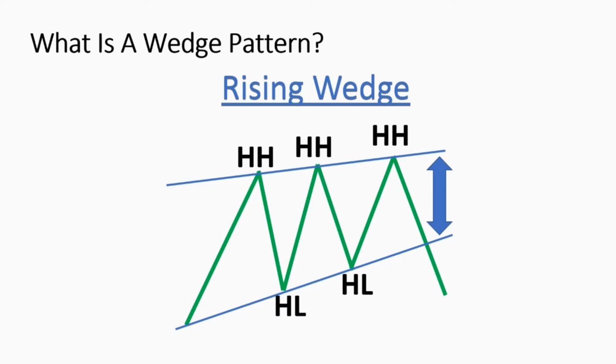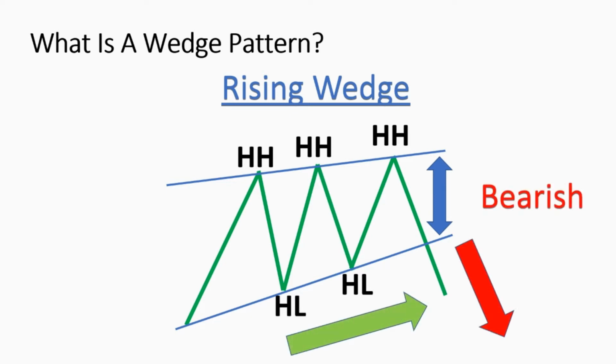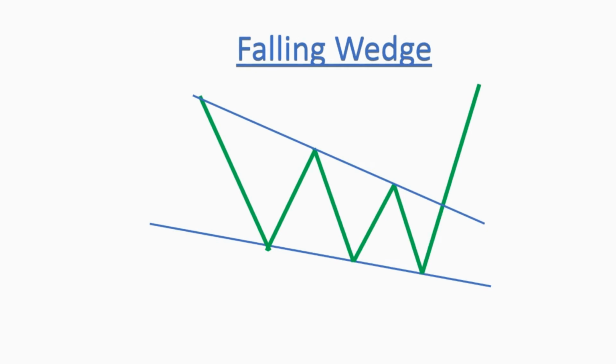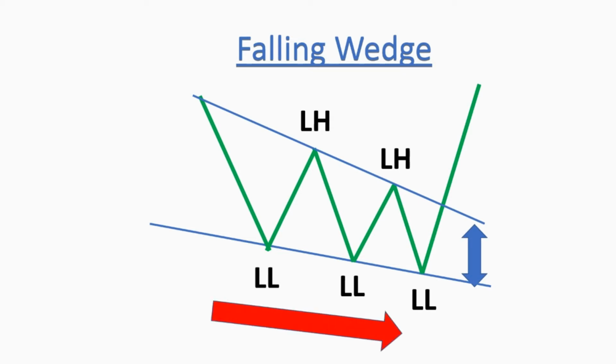In the wedge pattern, these lines are at different angles, which means they converge as you go through the pattern. The 2 reversal patterns are the rising wedge and the falling wedge. The rising wedges themselves slope up and are a bearish reversal signal. The falling wedges slope down and are a bullish reversal signal.